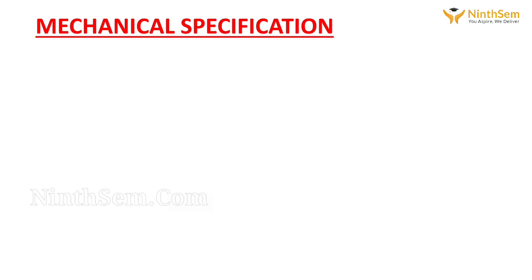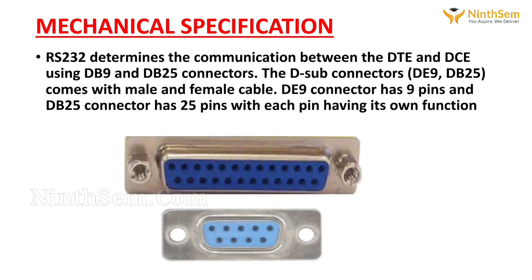RS232 determines the communication between the DTE and DCE using DB9 and DB25 connectors. The D-sub connectors, that is DE9 and DB25, come with a male and female cable. DE9 connectors have 9 pins, whereas DB25 connectors have 25 pins, with each pin having its own functionality.